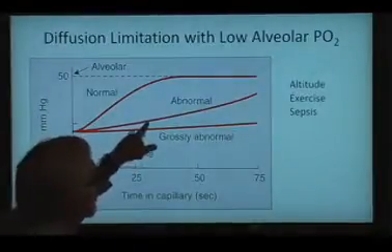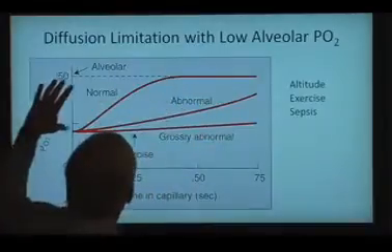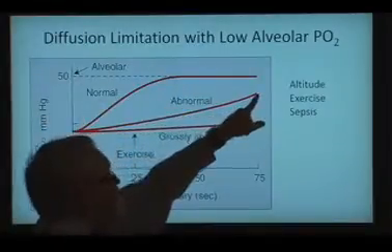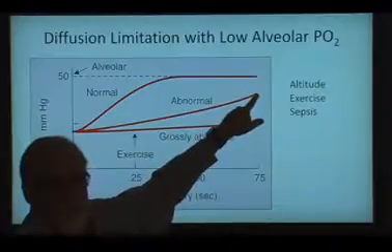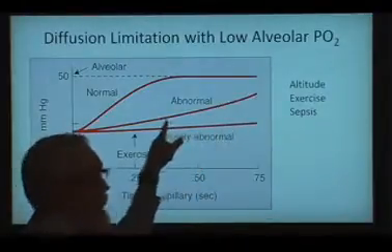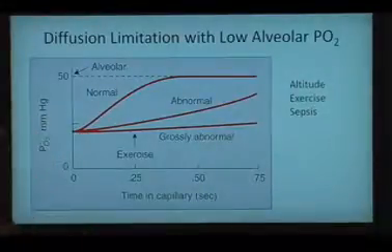So in a patient with COPD, because of the slower uptake of oxygen, because of the smaller concentration gradient, even at rest, they may have diffusion-limited uptake of oxygen, and it gets a lot worse if the individual exercises.